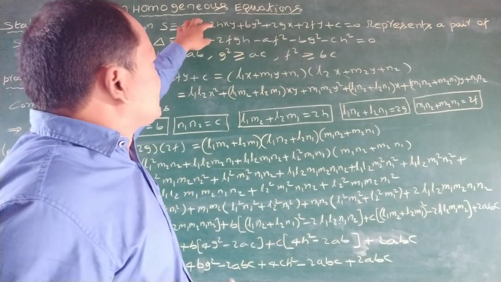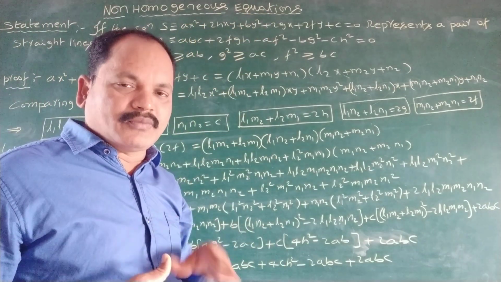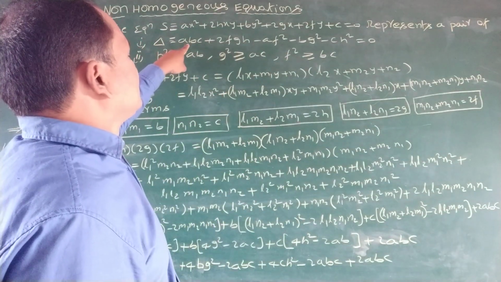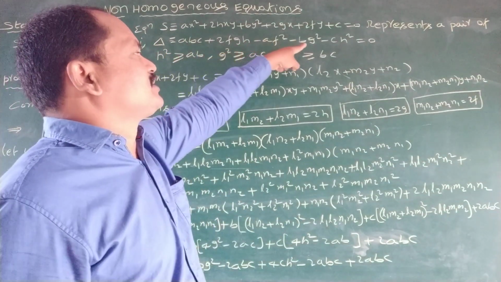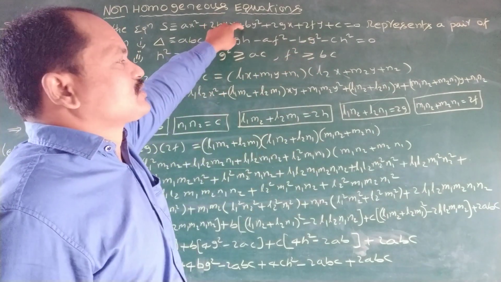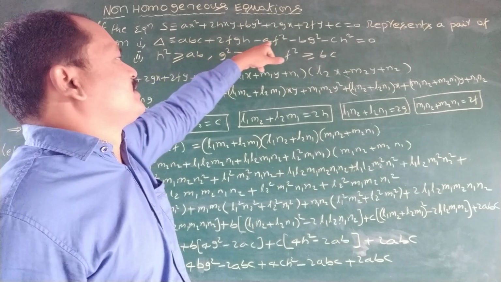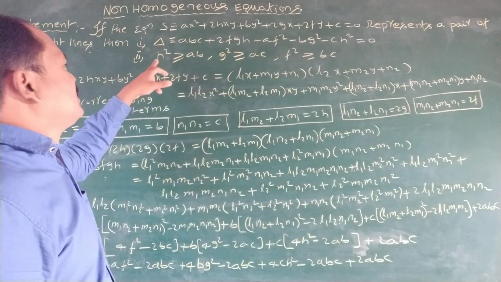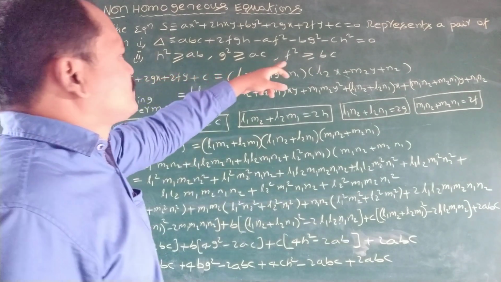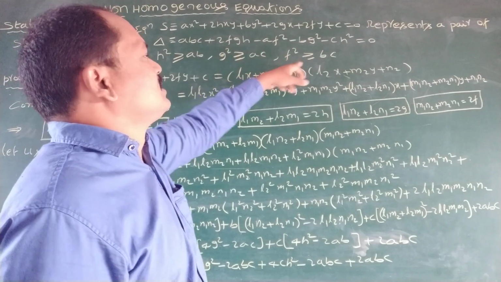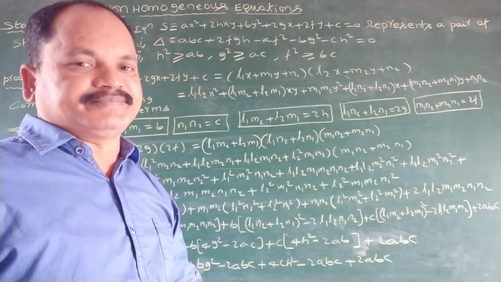if the equation represents a pair of straight lines, it definitely satisfies abc plus 2fgh minus af square minus bg square minus ch square is equal to 0. It is called the discriminant of this conic. abc plus 2fgh minus af square minus bg square minus ch square is equal to 0. It represents delta, and it also satisfies the conditions h square greater than or equal to ab, g square greater than or equal to ac, f square greater than or equal to bc.